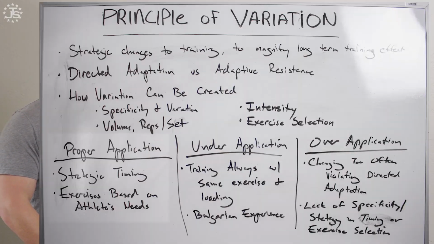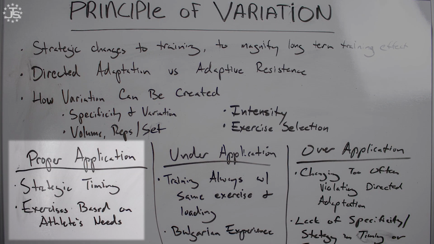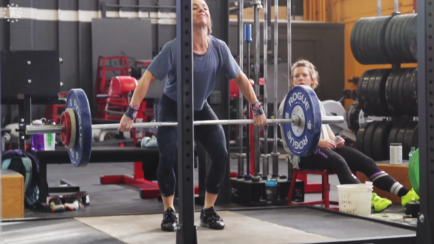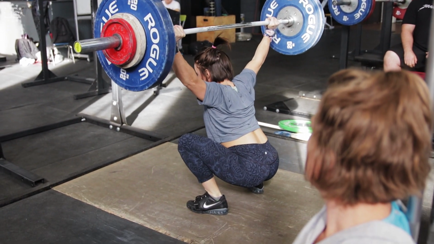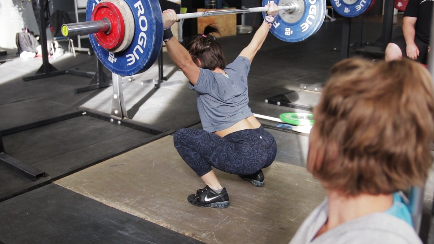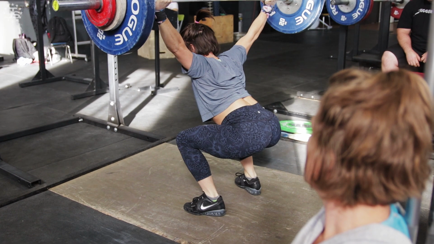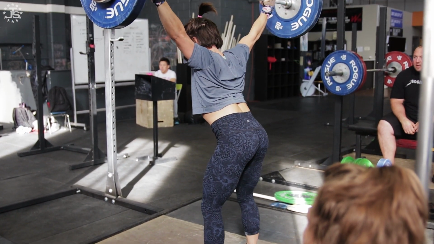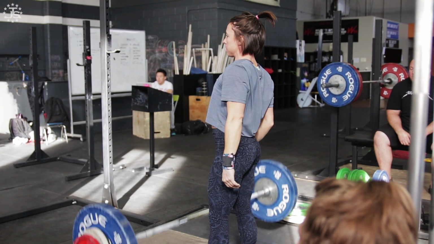Let's look at the proper application of variation. Most important is the strategic timing of when we have changes to the program that create variation. It's important that these times don't conflict with the process of training. We're not trying to create variation and violate specificity, so we wouldn't have a large variation in things like the peaking phase or the week or two before a competition.